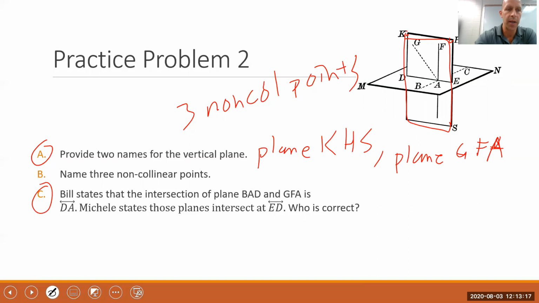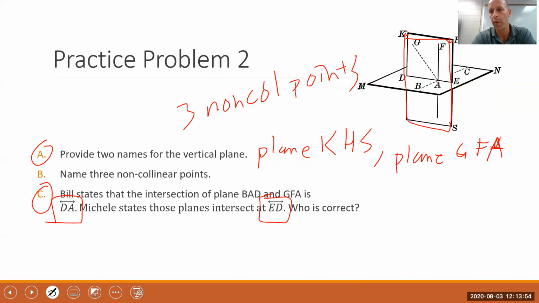Let's skip down here to question C. Bill states that the intersection of plane BAD, that's the horizontal plane, so I found points B, A, and then D, and plane GFA, that's the vertical plane. So those two planes intersect. He claims that their intersection is line DA. Michelle states that the intersection of those two planes is the line ED.